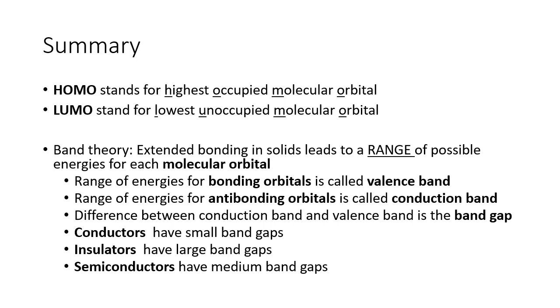In band theory, the extended bonding of solids leads to a range of possible energies for each molecular orbital. The range of energies for bonding orbitals is called the valence band, and the range of energies for antibonding orbitals is called the conduction band. Conductors have small band gaps, which is the distance between our valence band and conduction band. Insulators have large band gaps, and semiconductors have in-between band gaps.